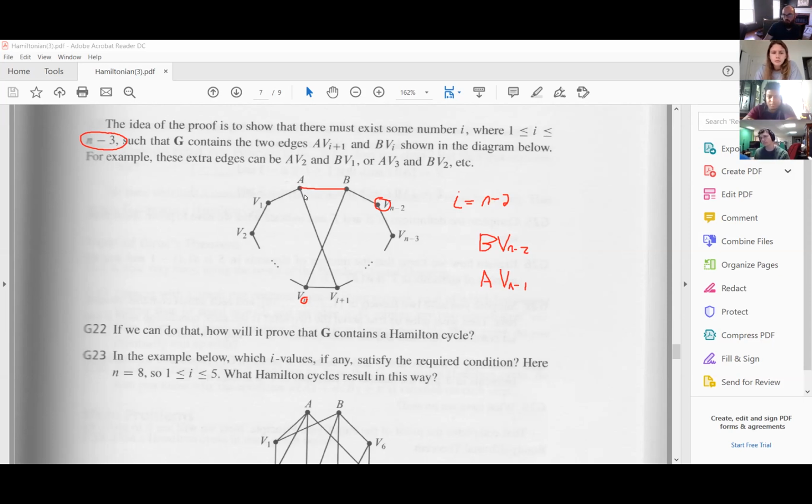So we're placing this restriction here to make sure that A is not adjacent to B. We're assuming A is not adjacent. Does that make a little bit more sense? Okay. Yeah.